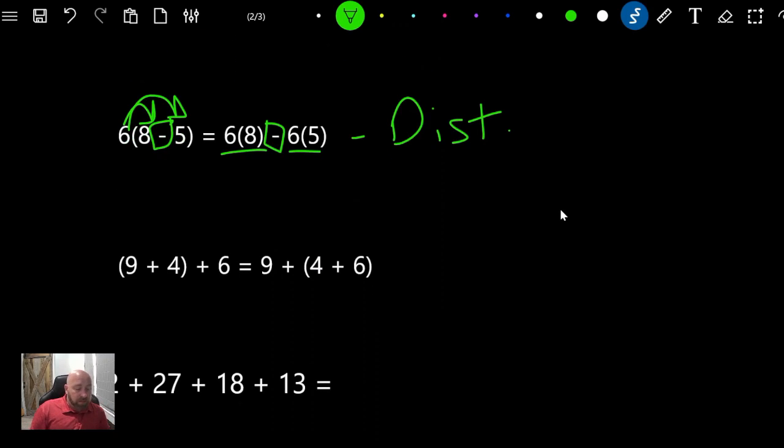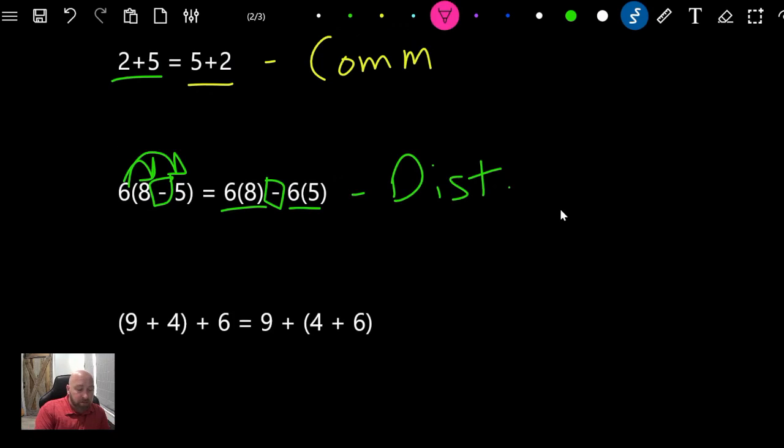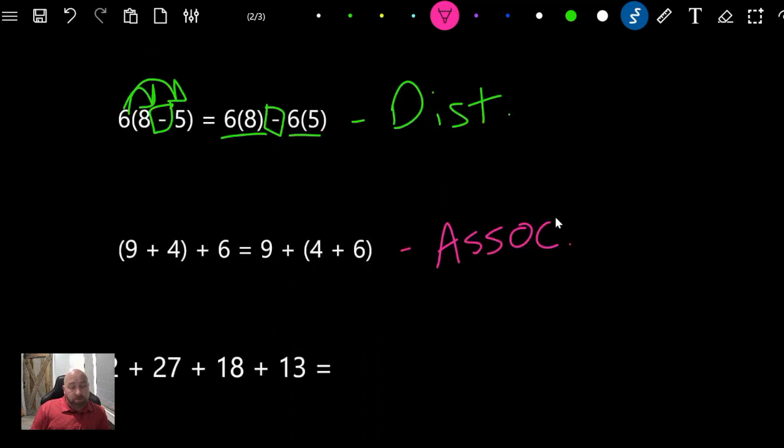So next, the last one that we'll do in this little section is this one down here. Now what's going on here? We took this and put it in a group, plus 6. Then we took the grouping and moved it to the 4 plus 6. Do you remember what it's called when we change groupings in addition and multiplication? All right, good. It is called the associative principle. So make sure that you know those 3 different principles and how to apply them.